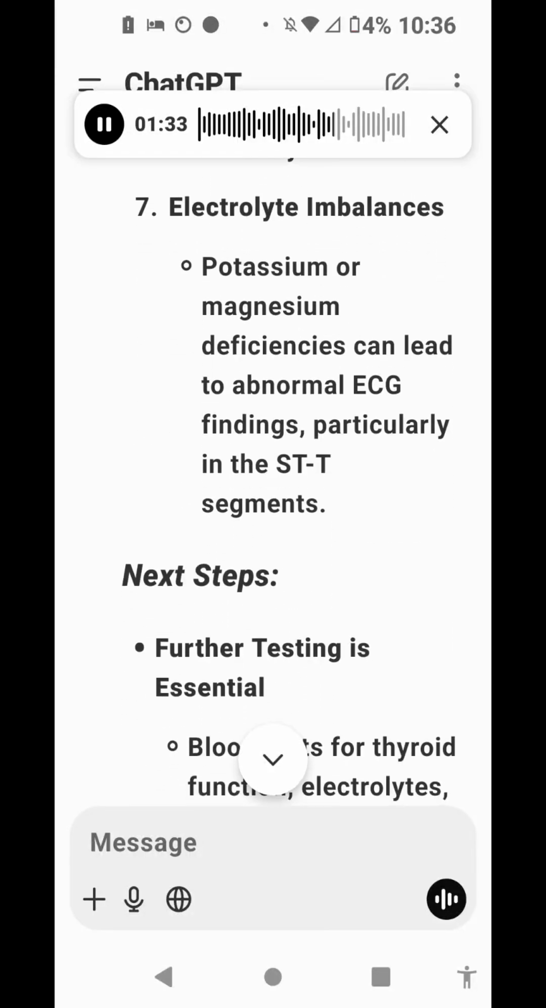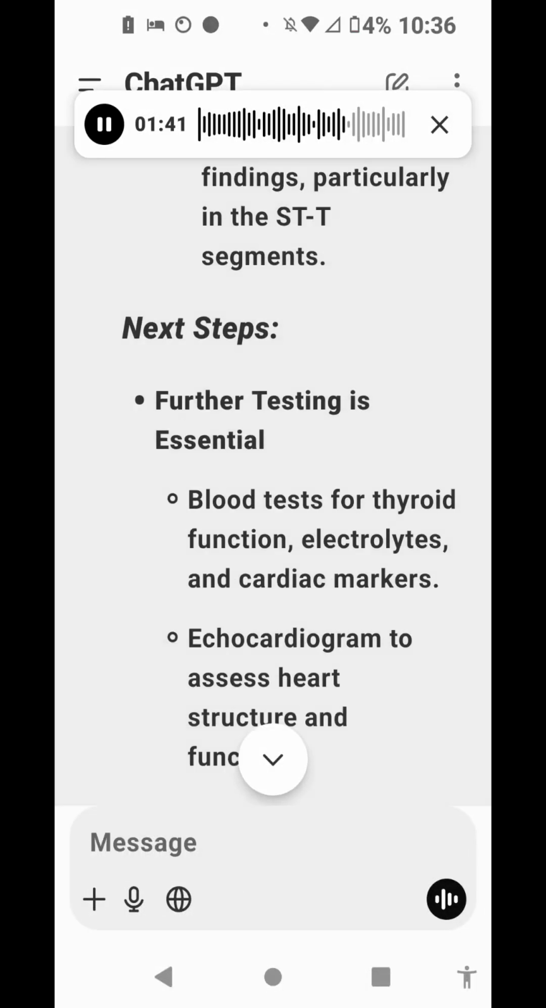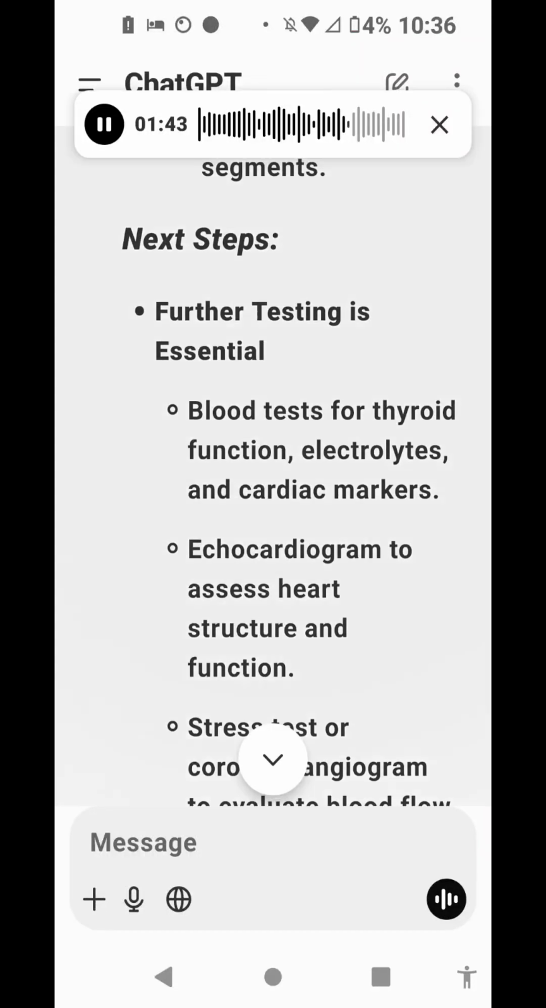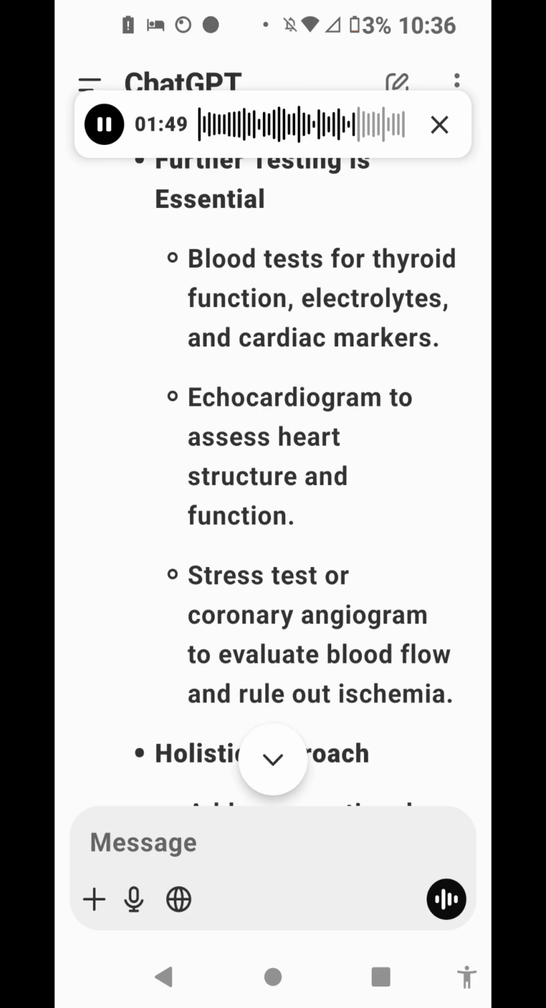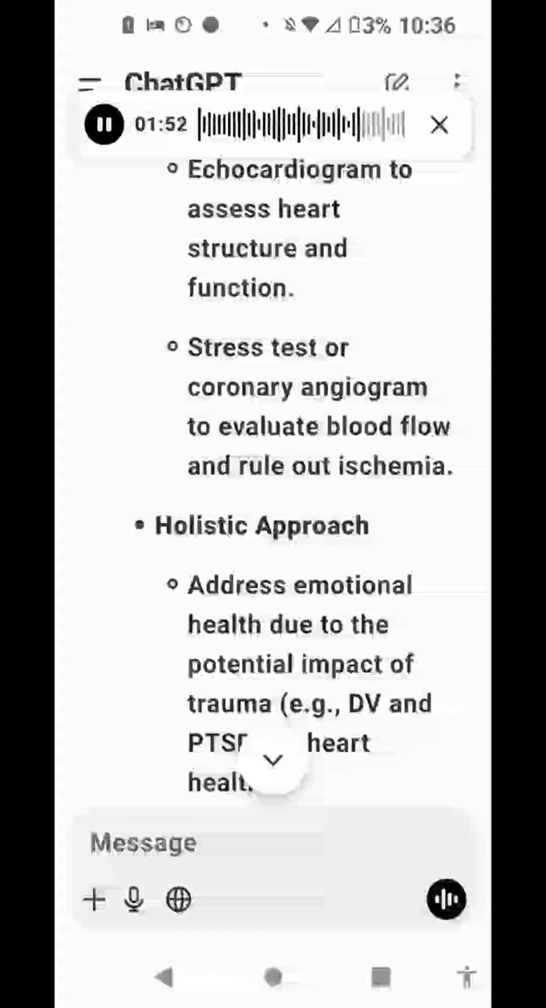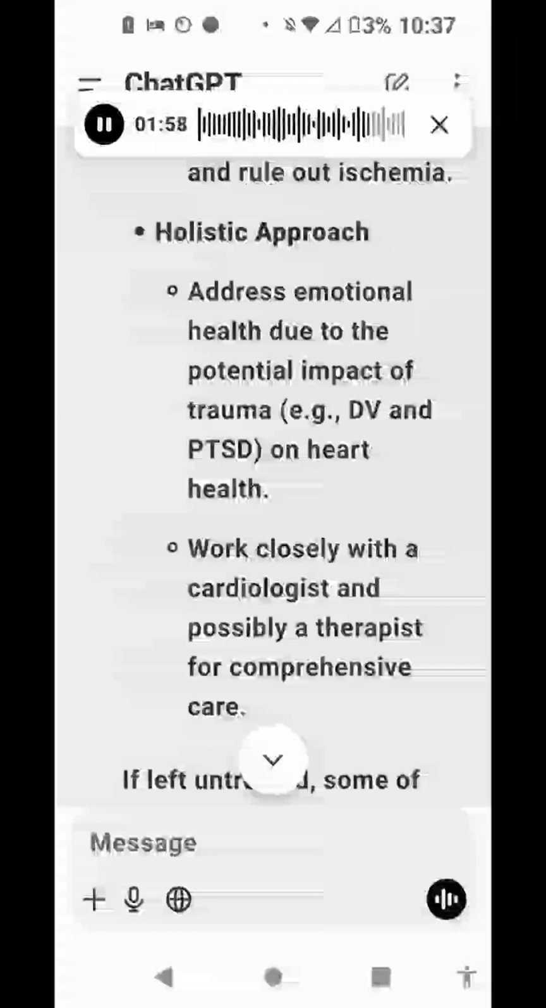7. Electrolyte imbalances. Potassium or magnesium deficiencies can lead to abnormal ECG findings, particularly in the STT segments. Next steps. Further testing is essential. Blood tests for thyroid function, electrolytes, and cardiac markers. Echocardiogram to assess heart structure and function. Stress test or coronary angiogram to evaluate blood flow and rule out ischemia.